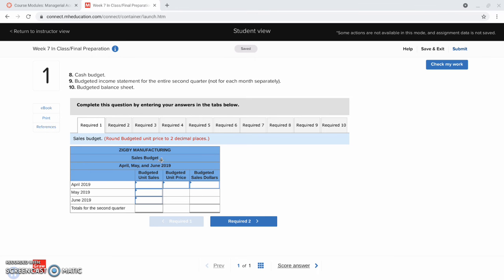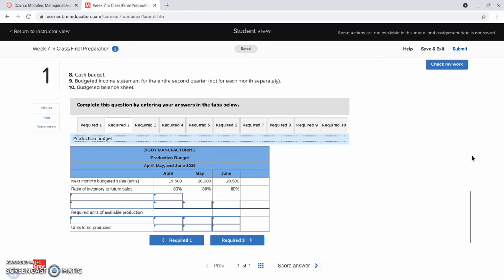First part is the sales budget. So the budgeted sales are going to be 20,500 units. Budgeted unit price is $23.85, and budgeted sales dollars is $488,925. May of 2019, 19,500. June of 2019, it is 20,000 units. So we have our first sales budget.